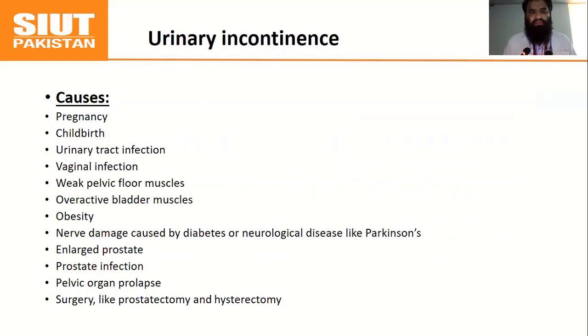Overall, the causes of urinary incontinence in females are pregnancy, childbirth, urinary tract infection, vaginal infection, weak pelvic floor muscles, and overactive bladder muscles. Obesity, nerve damage, enlarged prostate, prostatic infection, pelvic organ prolapse, and past history of prostatectomy and hysterectomy are other causes.